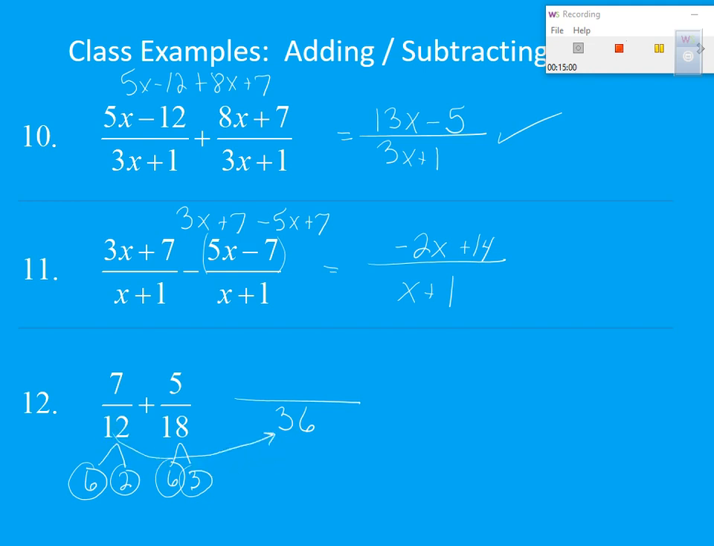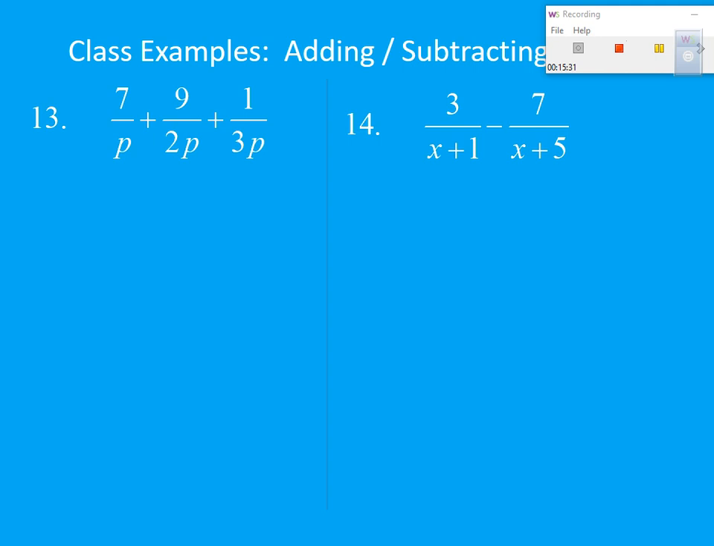Now, to bring it home, we're going to do this. 12 times something is 36. That something is 3, so I'm going to multiply this 7 by 3 and get 21. Now, 18 times something is 36. Times that 5 by a 2 and get 10. There's my final answer. So we had to get a common denominator, and along the way I had to figure out the factors of it.